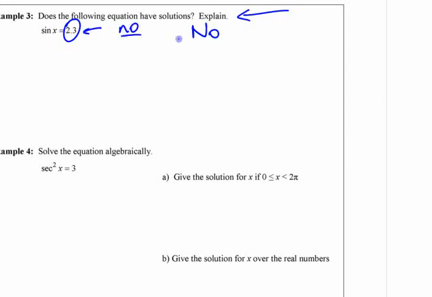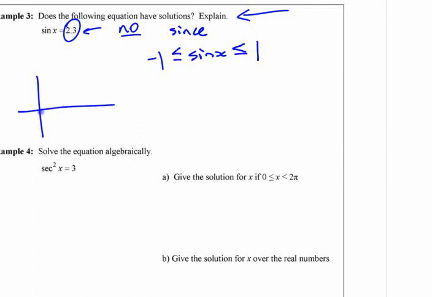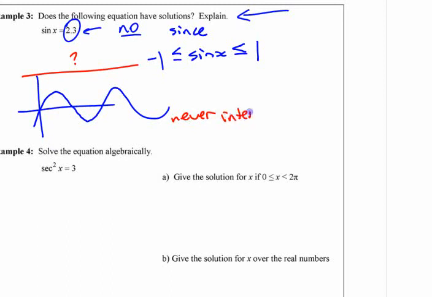No, since sine of a number has to be less than or equal to, what's the highest sine can be? 1. It has to actually be greater than or equal to -1, but if you think about the graph, if the graph of sine looks like this, 2.3 is way up here somewhere, right? It never intersects, right? Think about what you're solving when you do this, okay?